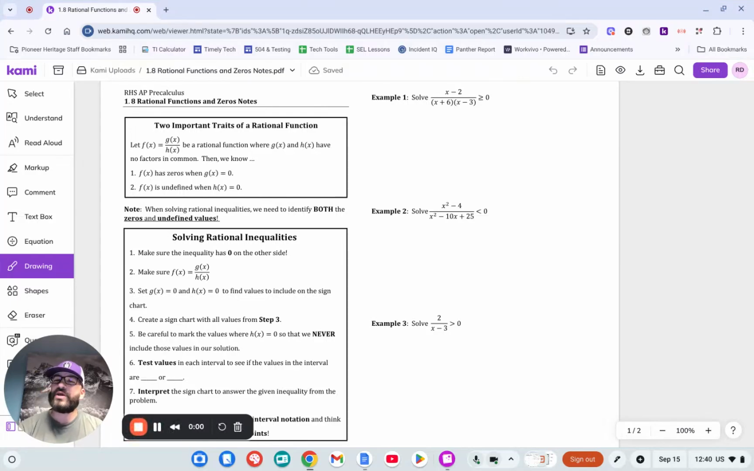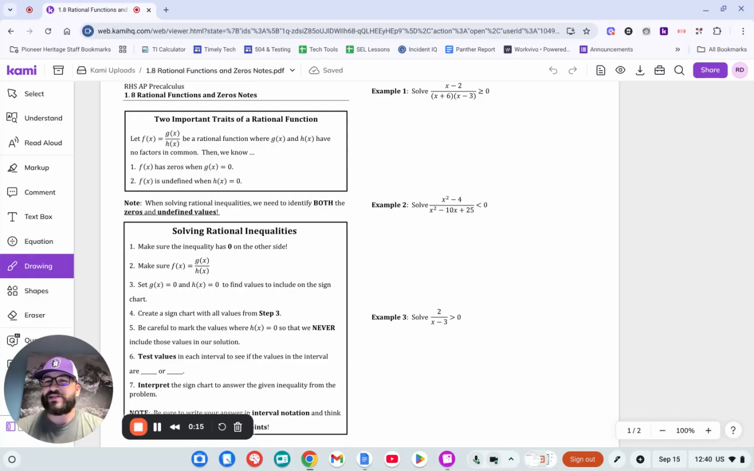All right, y'all. Today we're going to be going a little bit deeper with our rational functions and talking about the zeros and using some of those zeros to solve rational inequalities, just like we did polynomial inequalities. It's important to remember that rational functions are really just two polynomials. If we have a rational function, f of x equals g of x over h of x, then we know that f of x has zeros when g of x is equal to 0, because that's just like any other polynomial functions. Whenever those factors on top are set equal to 0, we get 0.